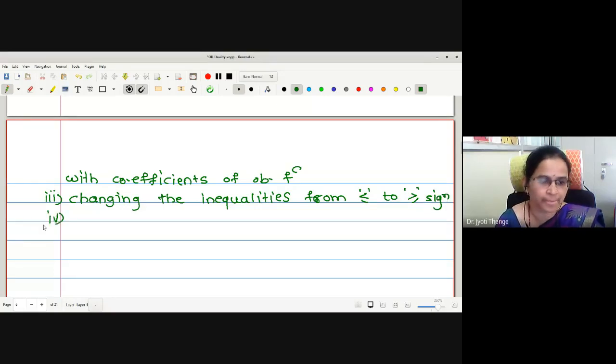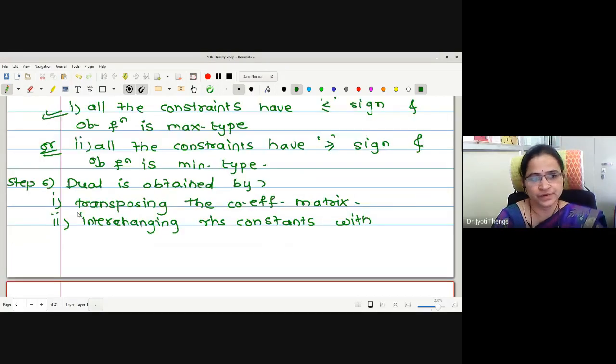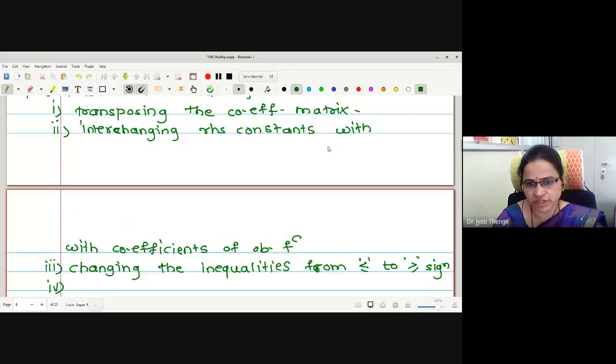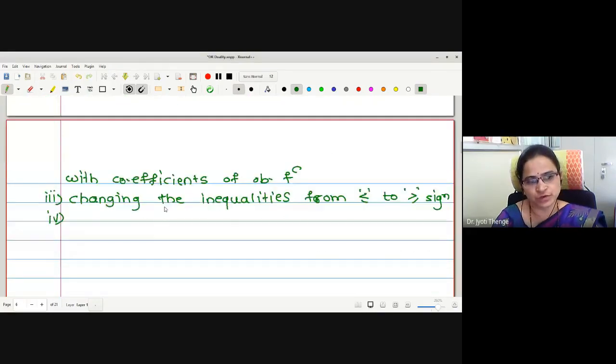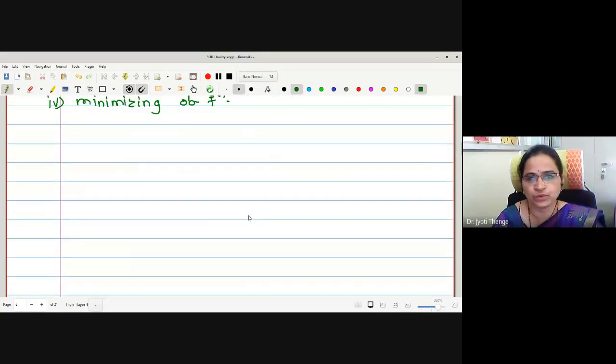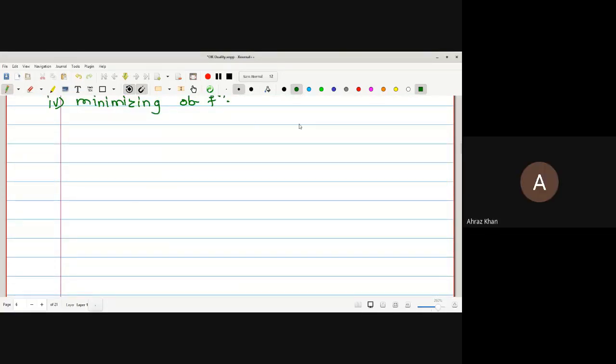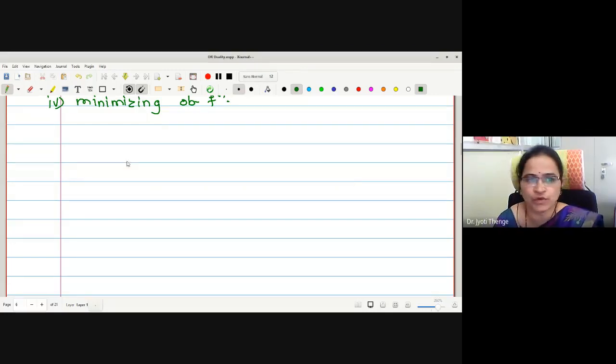What remains? We have transposed the coefficient matrix. We have interchanged the right hand side constants with coefficients of the objective function. We have changed the inequalities. Last one remains regarding the objective function, right? Therefore, we have to minimize the objective function. Correct, na? Is this clear up to the rules? Yes, ma'am. Okay. Let us go for examples.